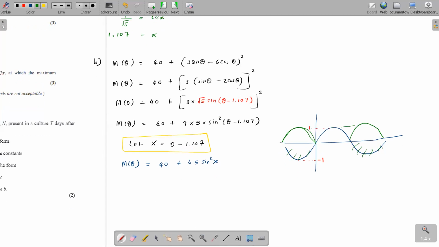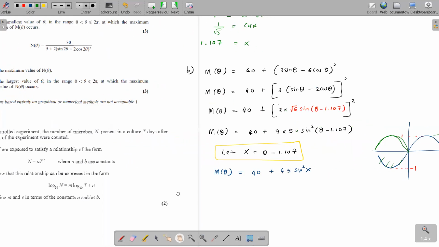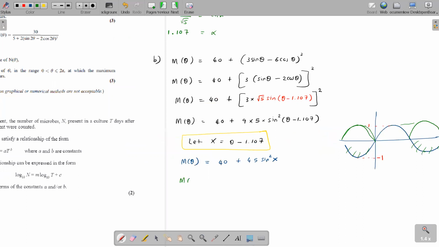Okay, so I want M theta maximum, right, or minimum? Maximum. This is in our numerator and everything is positive. If I want M theta to be large, I need this term to be as large as possible. So it's going to be 40 plus 45, because sine square's maximum is 1. So that gives me M theta maximum is 85.